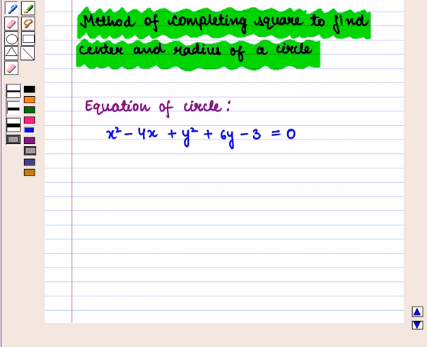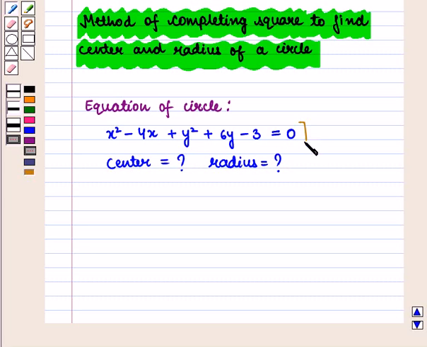Let us consider the following example. The equation of the circle is given by x square minus 4x plus y square plus 6y minus 3 is equal to 0. We have to find its center and radius.